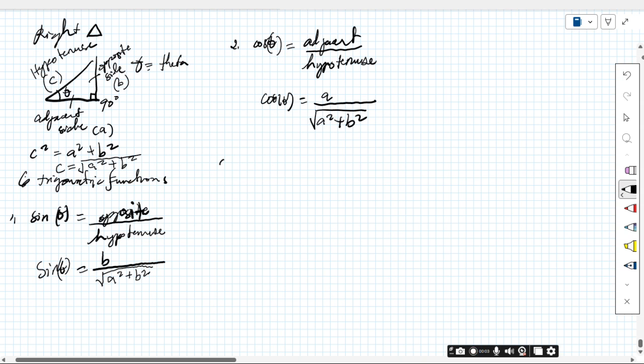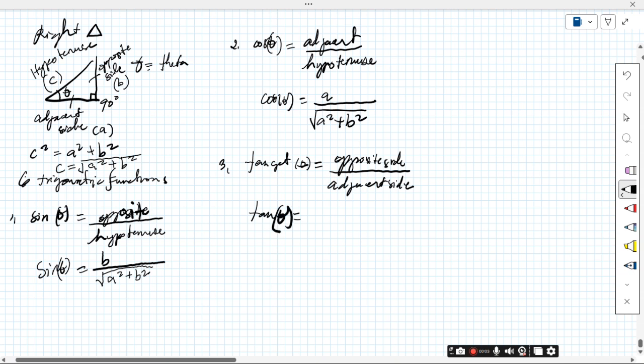Now let us define the tangent function. The tangent of the angle theta is defined to be the opposite side over the adjacent side. Therefore, tangent theta, which we abbreviate as tan theta, is just our opposite side, which is B, over A.